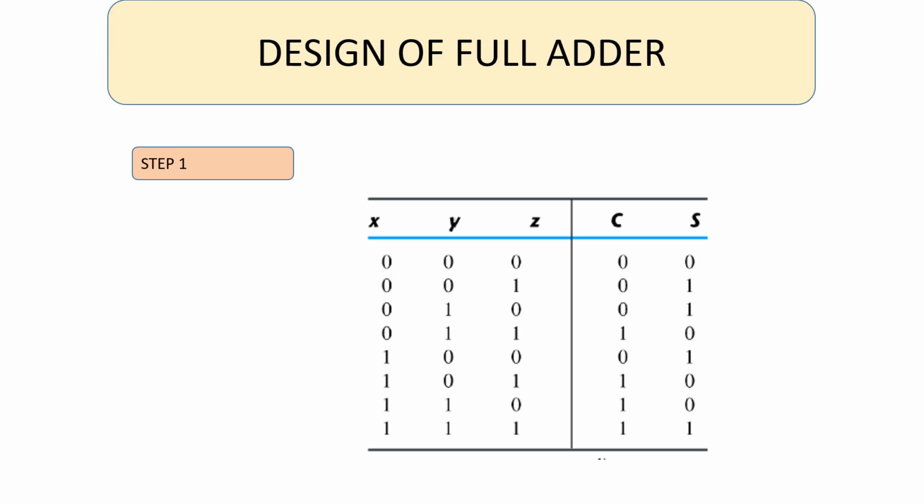Following the half adder, we have the full adder circuit. The full adder is used to add more than 2 bits of information. So X, Y, Z are the inputs. C and S are the outputs. C, as told before, is the carry and S is the sum.